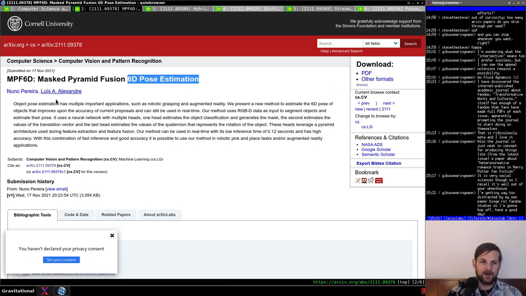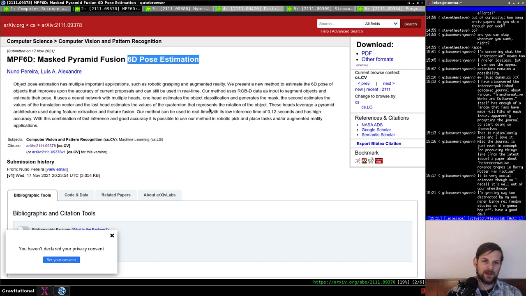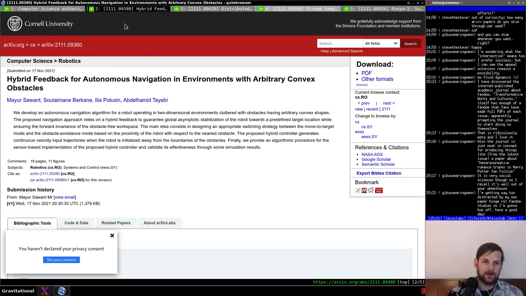Thanks for stopping by. Object pose estimation has multiple important applications, such as robotic grasping and augmented reality. We represent a new method to estimate the 6D pose of objects that improves upon the accuracy of the current proposals and can still be used in real time. Our method has RGBD data as input to segment objects and estimate their poses. It uses a neural network with multiple heads. One head estimates the object classification and generates a mask. The second estimates the values of the translation vector, and the last head estimates the values of the quaternion that represents the rotation. Okay, I see. I think it's 6D.